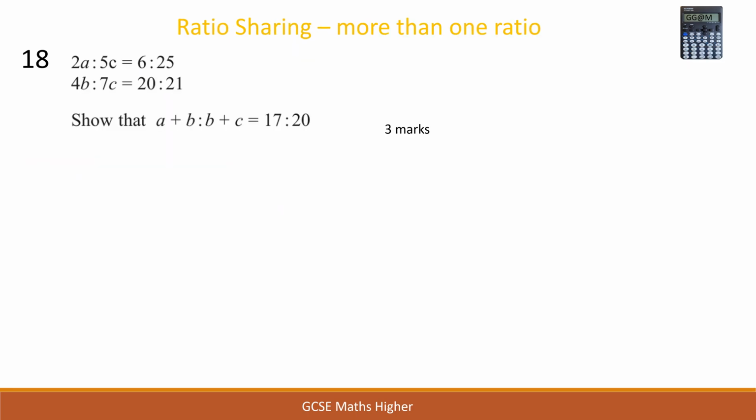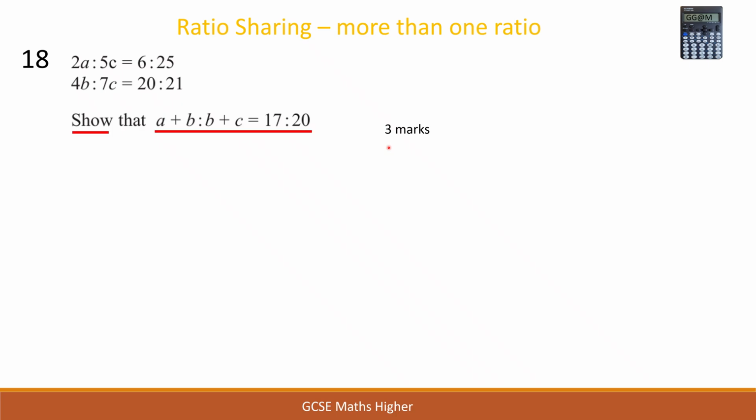Now the examiners are asking increasingly more ratio questions over the years, and they like to link 3 different types of ratios. So we've got the letters A, B and C, and you've got to show that A plus B to B plus C is 17 to 20, and that's 3 marks in the exam. So these are skills with ratios that you need to be able to manipulate. Press pause, have a go at working out the answer, then press play when you're ready to hear the answer.